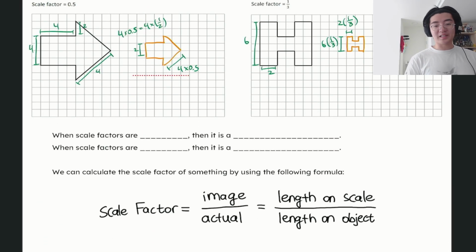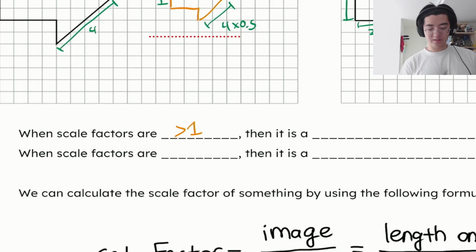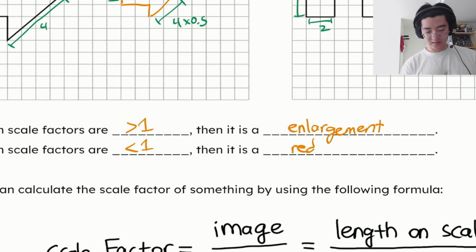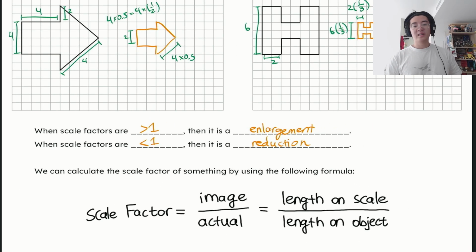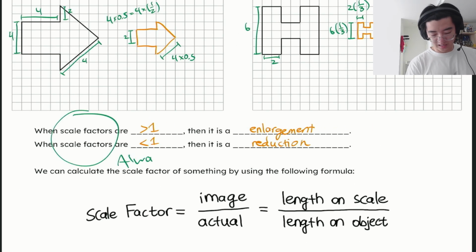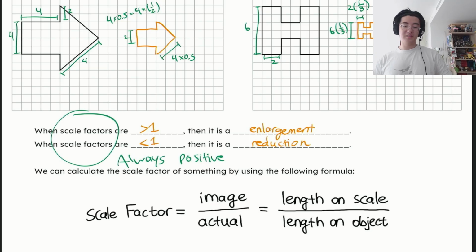And we probably noticed something here. If the scale factor is bigger than 1, the image got bigger. We call that enlargement. If it's smaller than 1, the image got smaller, which we would call a reduction. Also, something to note is that it's always positive. We cannot have a negative scale factor. So it'll always be positive.